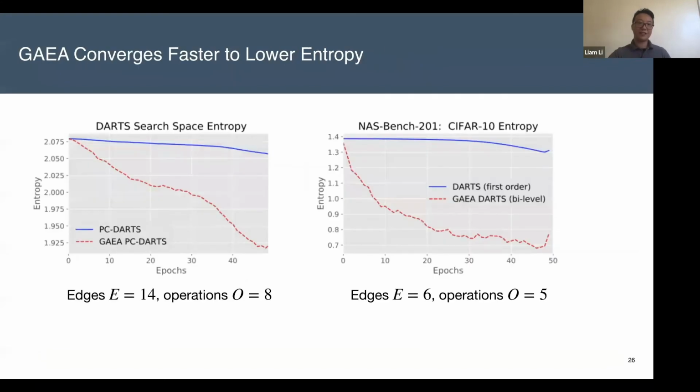So do we actually observe faster convergence in practice, given what the theory suggests? In these two charts, I'm showing the entropy for two search spaces, comparing both DARTS and GAEA. And you can see that the entropy does decrease faster for GAEA, suggesting faster convergence.